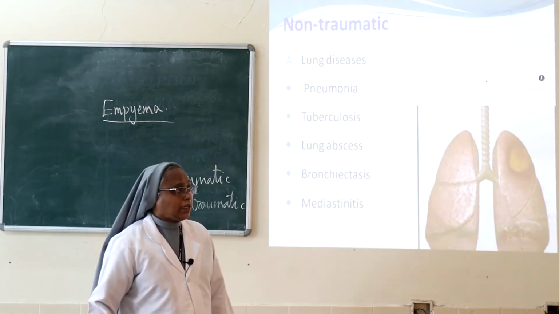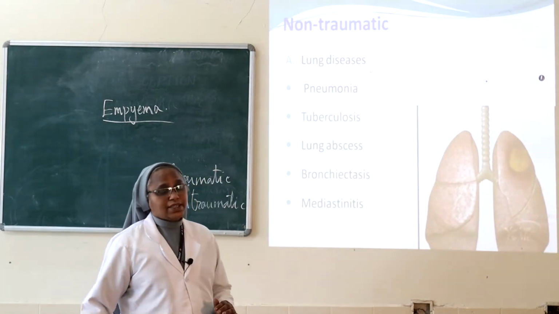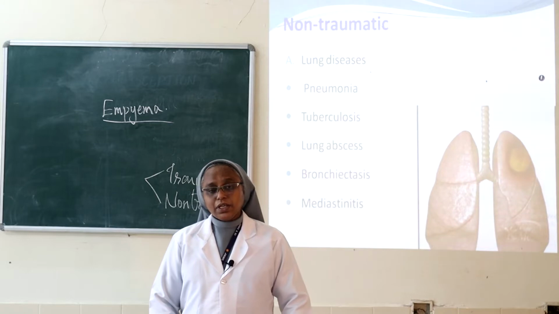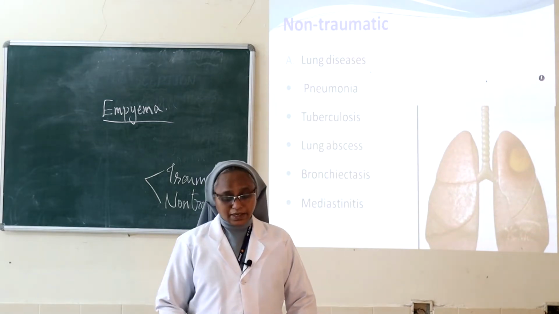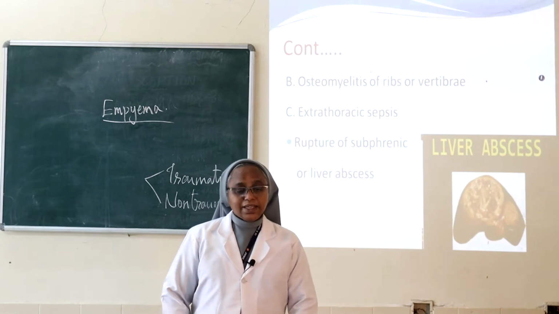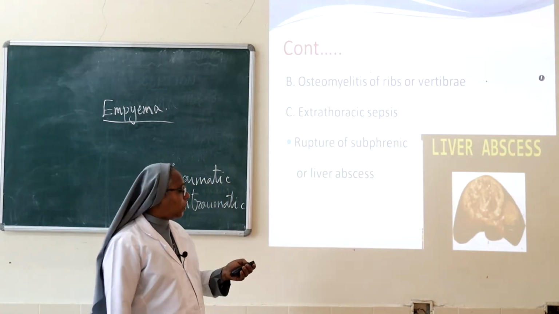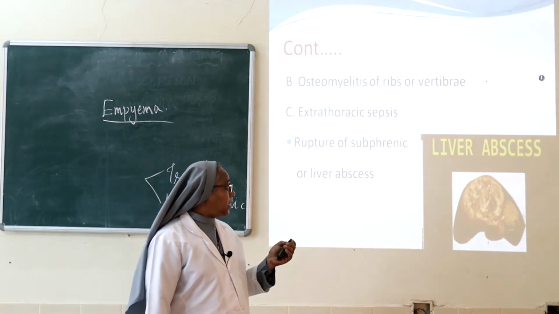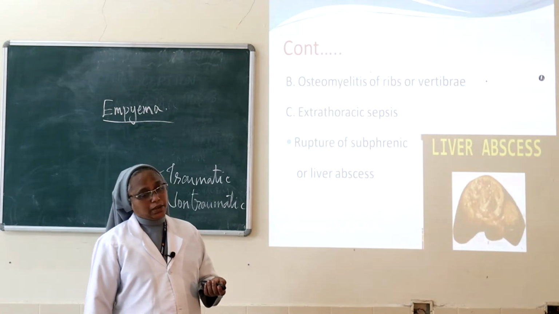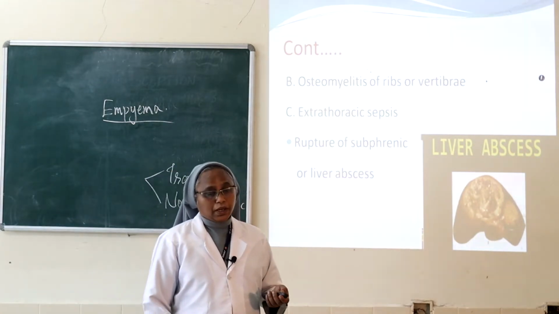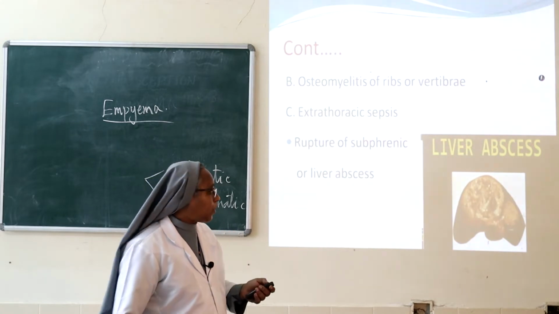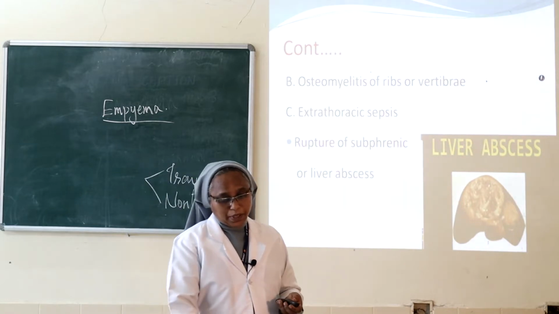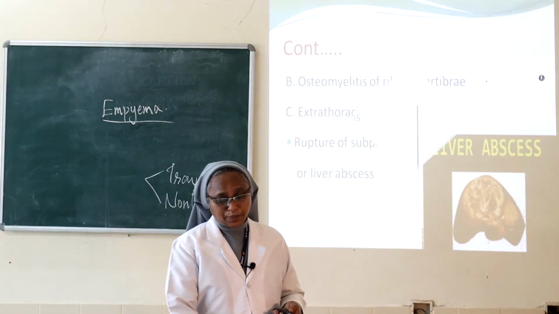In case of non-traumatic etiological factors, any diseases that affect the lungs, mainly pneumonia, tuberculosis, lung abscess, bronchiectasis and mediastinitis. Other reasons are osteomyelitis of ribs or vertebrae. Osteomyelitis means infection of the bones. Mainly when the ribs are affected, it may lead to empyema. Then extrathoracic sepsis like rupture of a subphrenic or liver abscess also leads to empyema. These are the etiological factors of empyema.